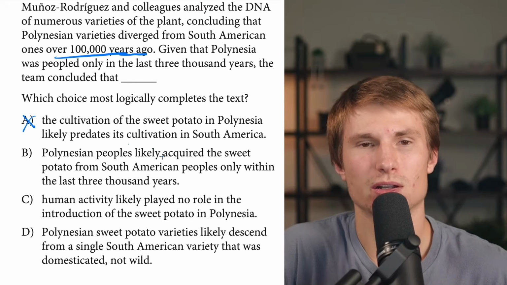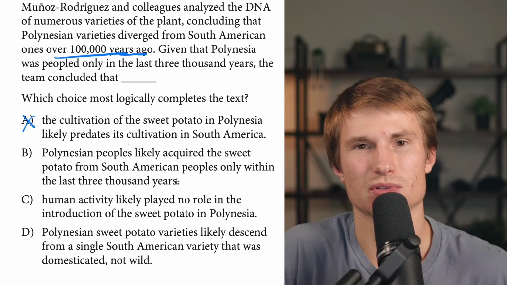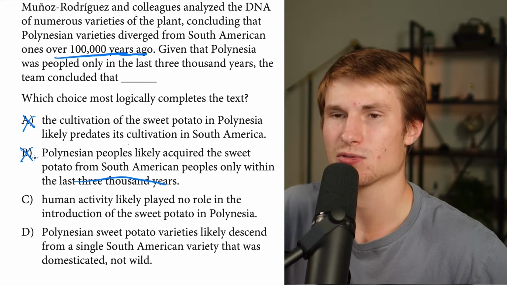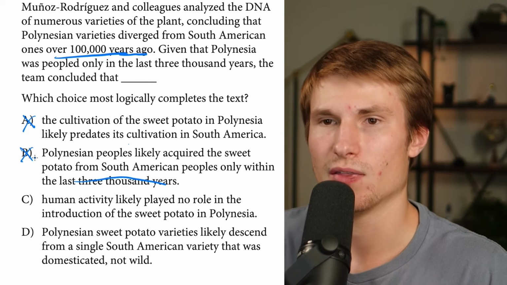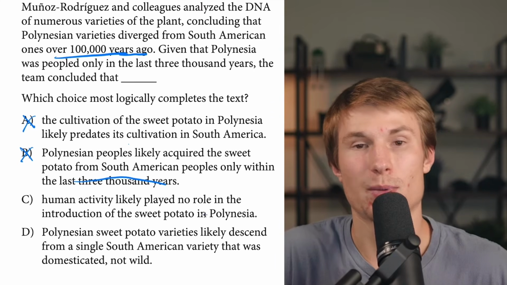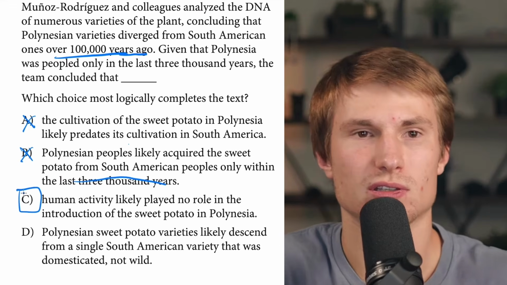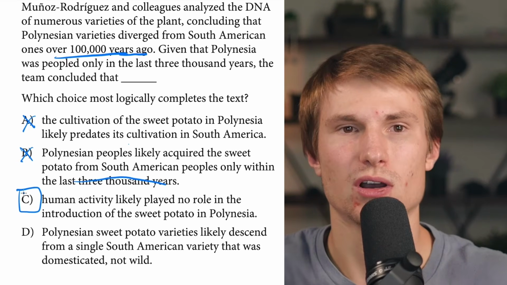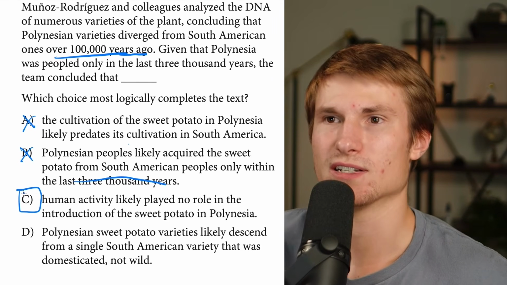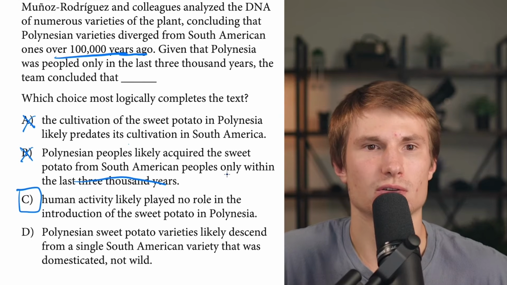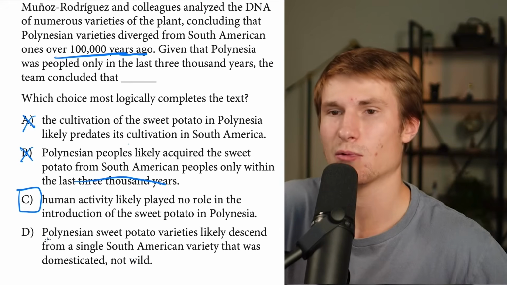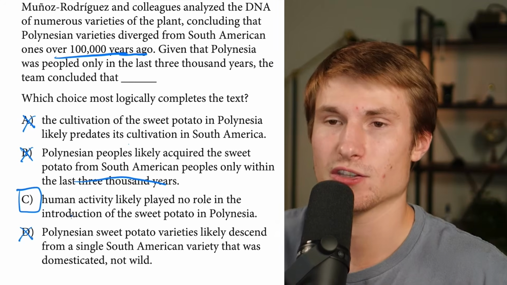If we look at B, Polynesian peoples likely acquired the sweet potato from South American peoples only within the last 3,000 years. We know that that's not true because it states basically that the sweet potato is already there in Polynesia before people are there. And then C, human activity likely played no role in the introduction of the sweet potato in Polynesia. Yes, it's stating it's already there because people arrived there 3,000 years ago, but the DNA from the sweet potato is already there from 100,000 years ago, right? It diverged from the South American potatoes 100,000 years ago. And then D, Polynesian sweet potato varieties likely descend from a single South American variety that was domesticated, not wild. No, it would have to originate in Polynesia. So answer there would have to be answer choice C.